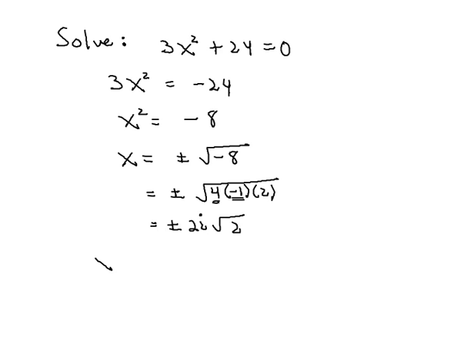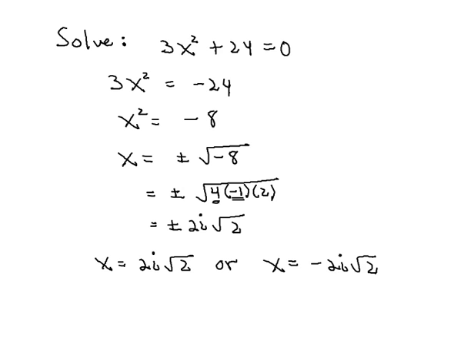So if we again choose to write the solution separately, we would have x equal to 2i times the square root of 2, or x is equal to negative 2i times the square root of 2.